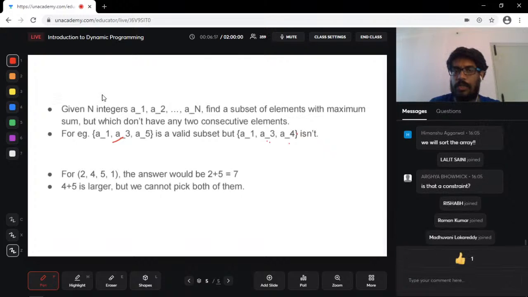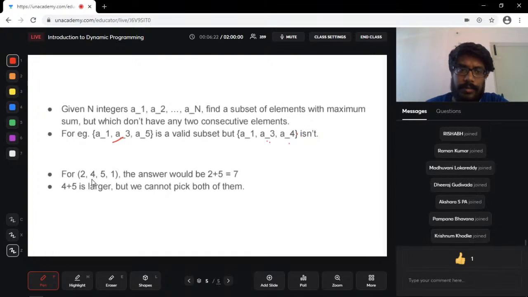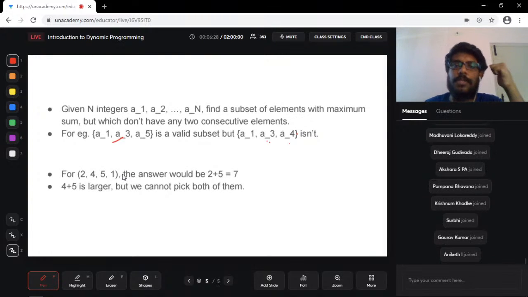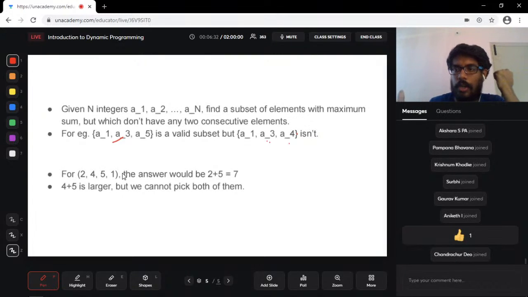Yeah. So right now, is the problem clear? For example, let's take the sequence or array 2, 4, 5, 1. If this was the input for the previous problem, what would have been the answer? I would have just taken all the numbers, because all the numbers are positive, and if we didn't have the constraint, the answer is 2 plus 4 plus 5 plus 1, which is 12, right?